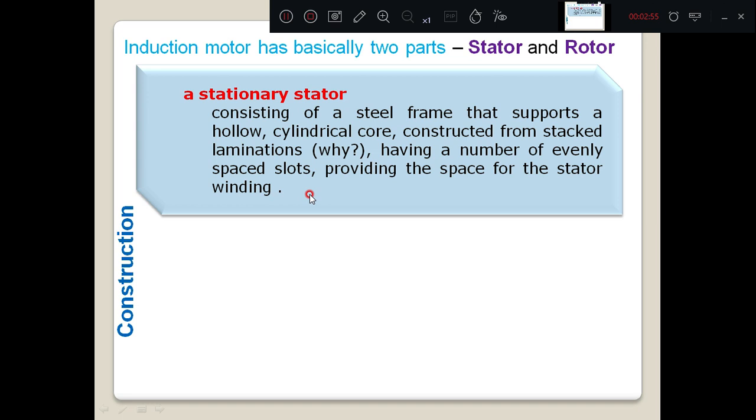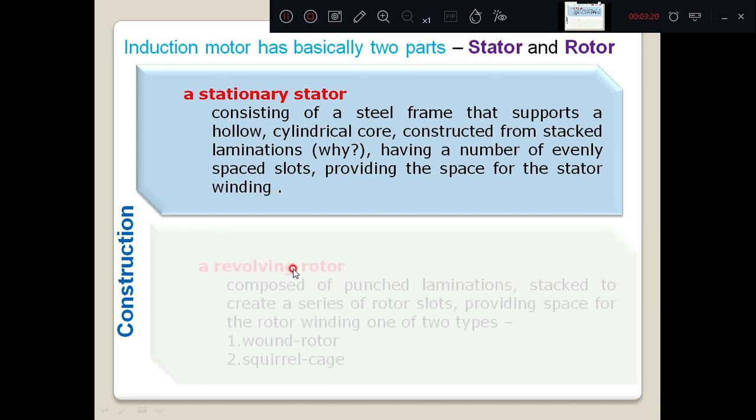That is, we have got the slots in the stator laminations. These are stacked together, looks like a solid body, and in the slots they are placing the conductors. These conductors are wound for three-phase winding. The stator is nothing but a three-phase winding, similar to the alternator.